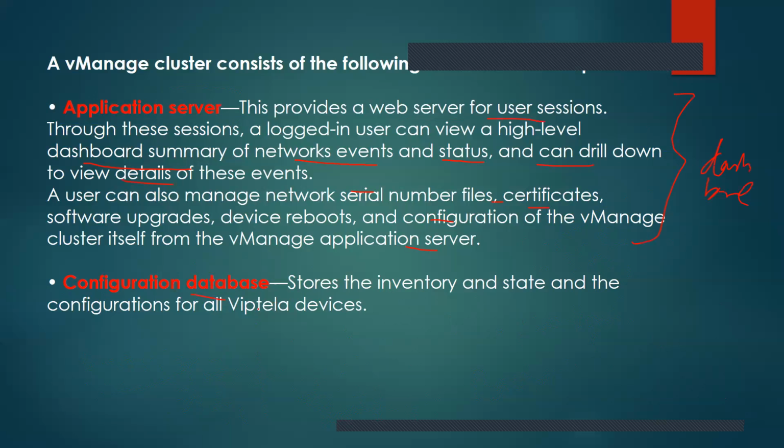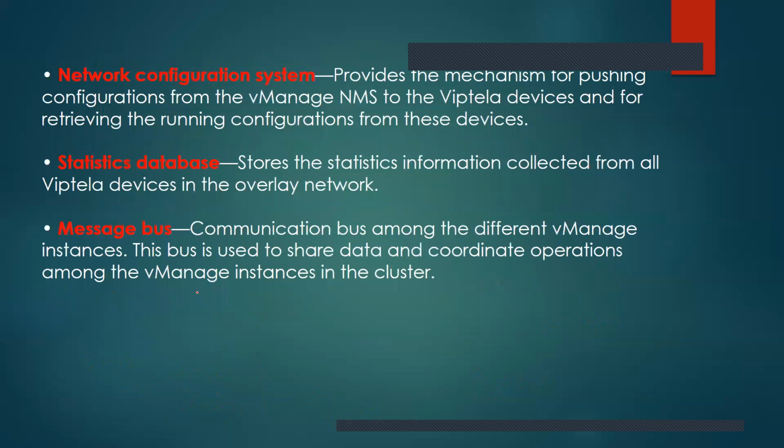Then the configuration database, as the name suggests, stores all types of inventory and configuration state. This is two. Apart from that, we have the network configuration system, NCS, where all networking related information will be there. Then we have a statistics database, which collects the information for all the Viptela devices. And then we have something called the message bus, which is used for inter-vManage communication.